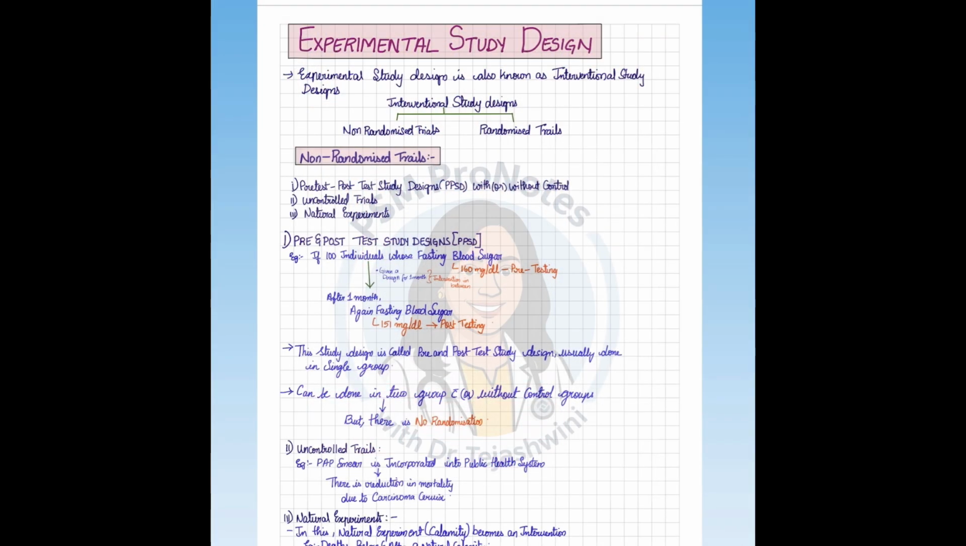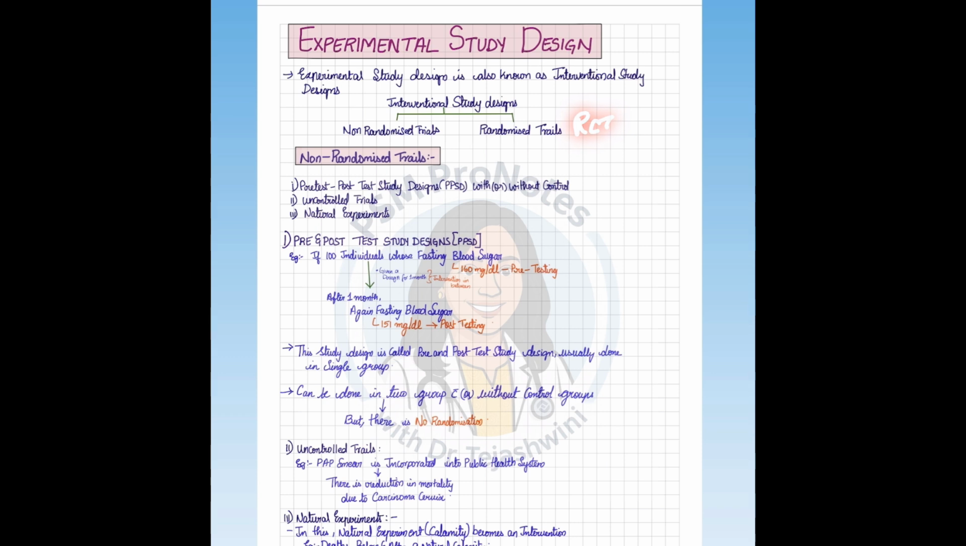Welcome. In today's session, we'll explore experimental study designs, also known as interventional study designs. These are essential for understanding how interventions impact outcomes. Experimental designs are used to test hypotheses in controlled settings, where researchers manipulate one variable to observe its effect on another. Today, we'll break down the different types of experimental designs, including non-randomized trials and randomized controlled trials, RCTs, as well as their advantages and limitations.